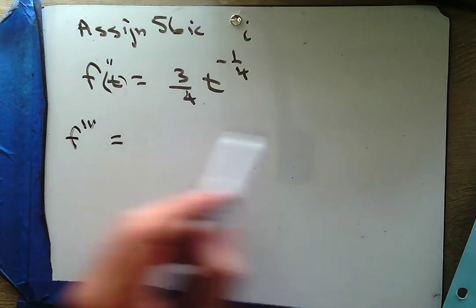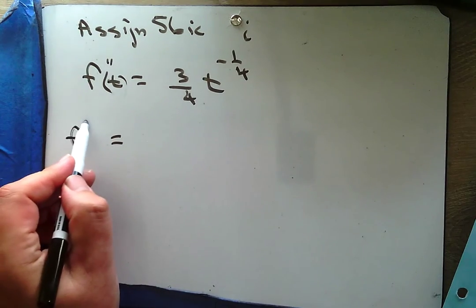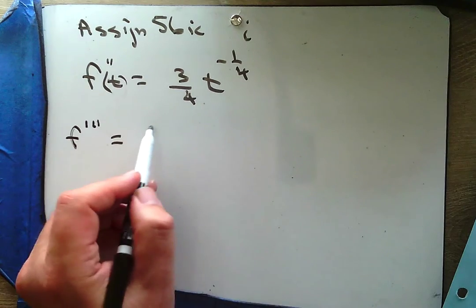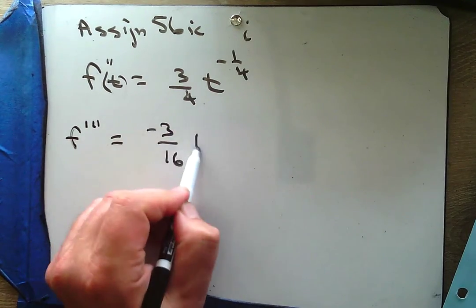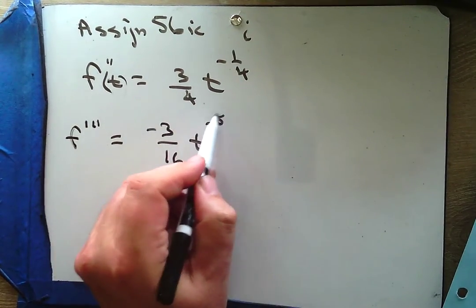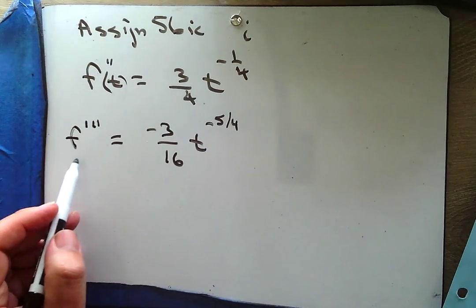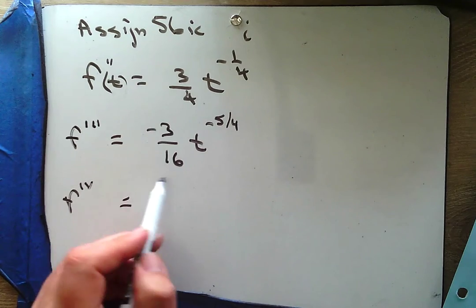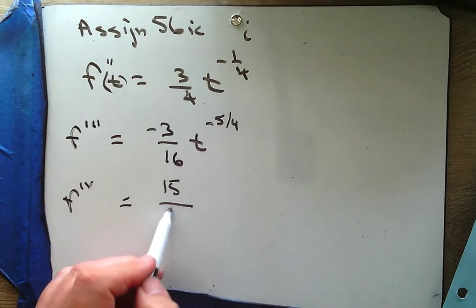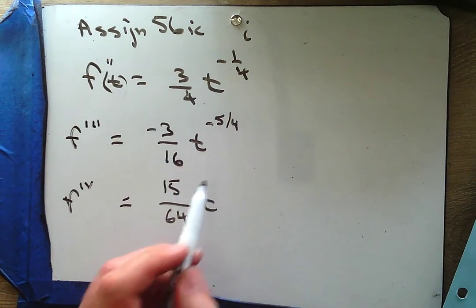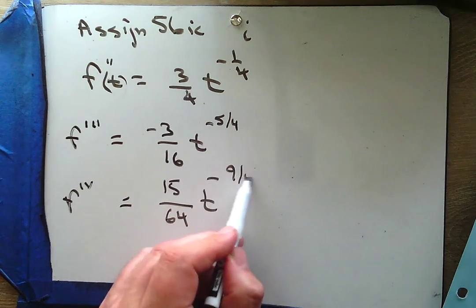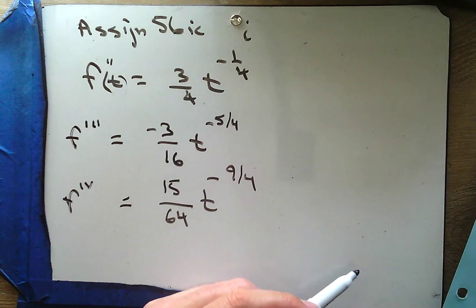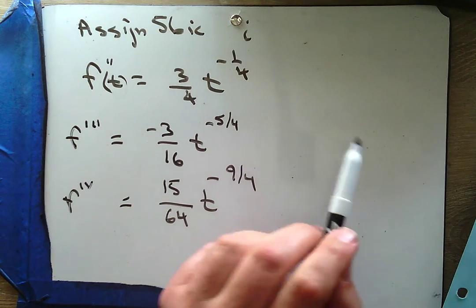Well, I think I'm going to have to start by saying, what's the third derivative? I'll bring down that 1/4. I'll subtract 1. And now I'll be able to answer the question, what's the fourth derivative? And I'll have 15 over 64 t to the negative 9. Okay, but what about going backwards?